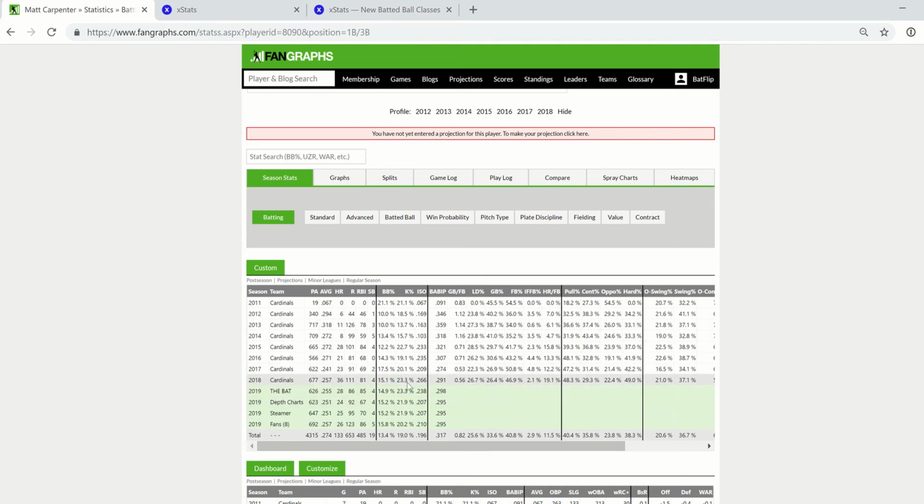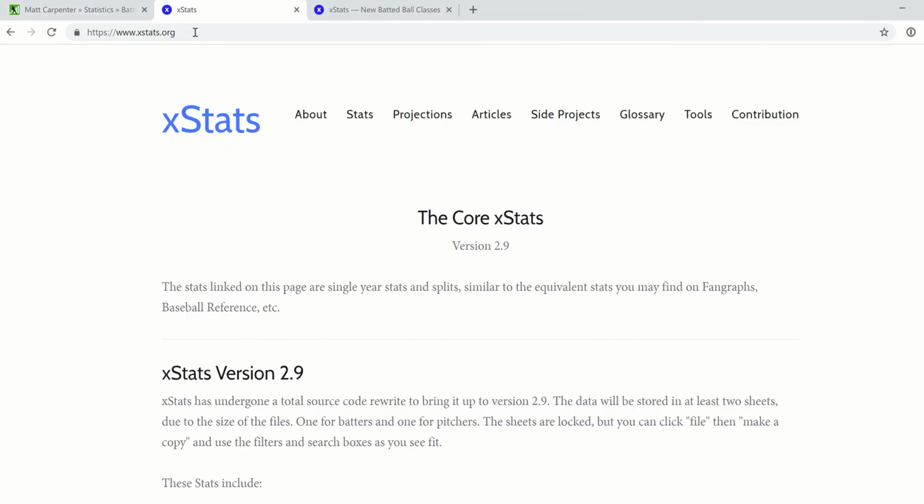Now, here's where xstats.org comes in and the detailed batted ball profiles, because the fly ball percentage and infield fly ball percentage really aren't sufficient in terms of identifying how well somebody is hitting for power and hitting the ball in general. Now, infield fly ball percentage is not the percentage of balls hit overall that are infield fly balls. It's actually the percentage of fly balls that are hit on the infield. So it's a pretty small number overall. Now, here's where xstats.org comes into play.